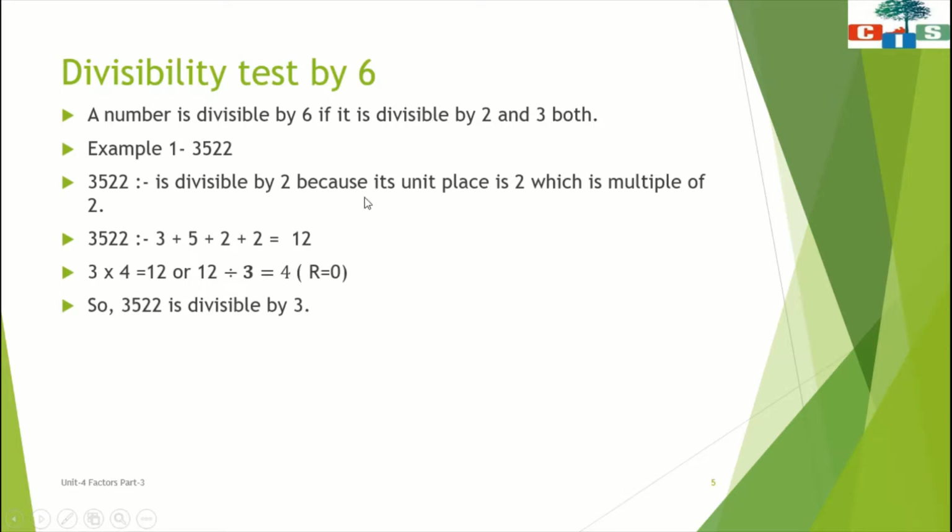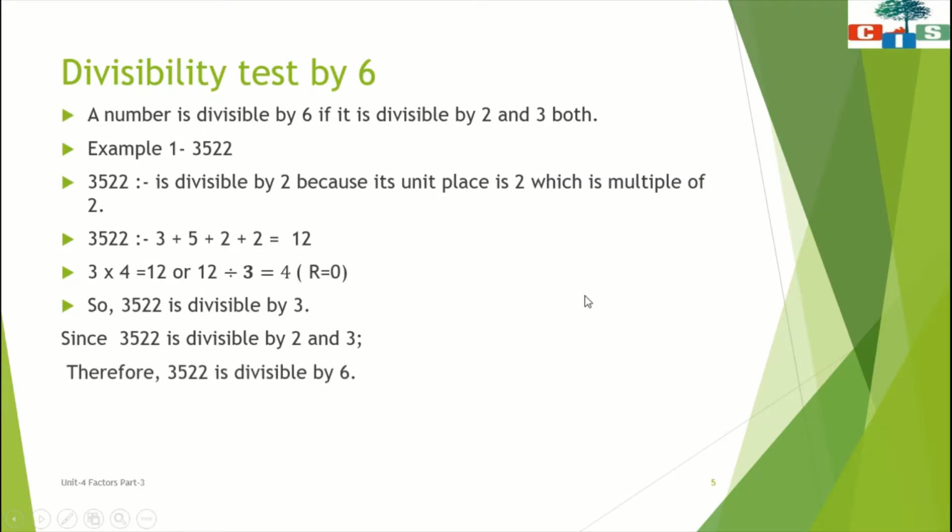Now, since it is divisible by 2 and also by 3, this full number, 3522, is divisible by 6 also. So for the divisibility test of 6, we first have to find whether the number is divisible by 2 or not. If it is divisible, then we check for 3. If it is divisible by both 2 and 3, then only is the number divisible by 6.